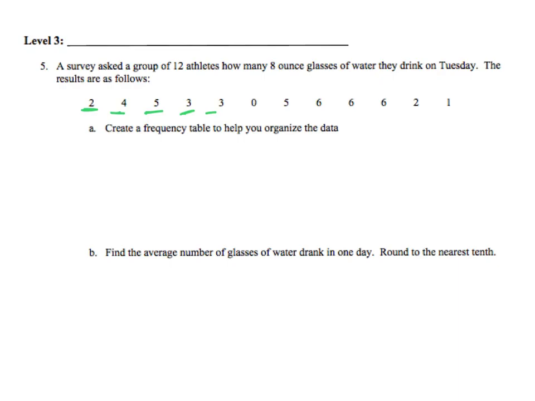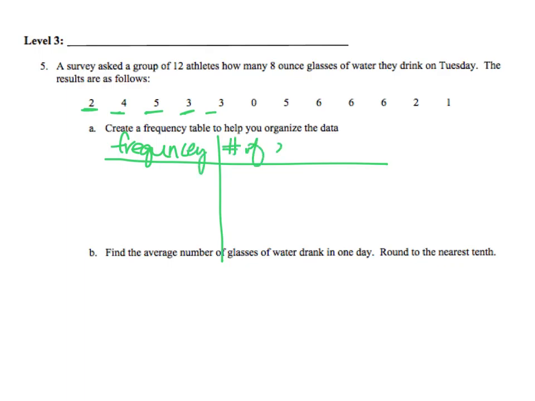So what we want you to do is create a frequency table. So you make a T-chart. One side is going to say frequency, and the other side is going to be the number of glasses of water. So one side is going to be frequency, the other side is what those people answered. The frequency is how often that answer occurred.